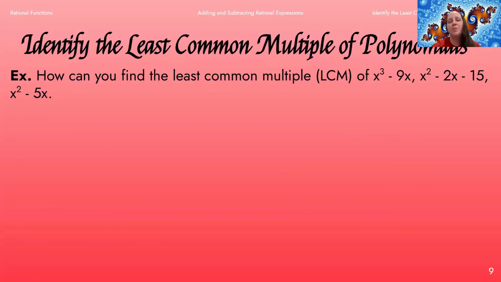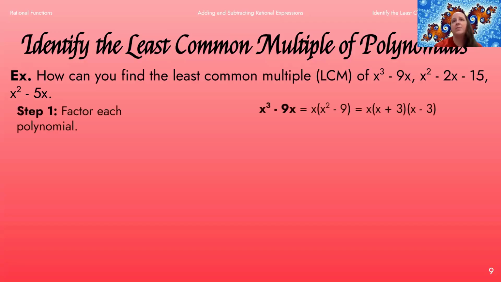How can you find the least common multiple, LCM, of x cubed minus 9x, x squared minus 2x minus 15, and x squared minus 5x? You do the exact same steps as in the previous example. X cubed minus 9x gives me x times x squared minus 9. X squared minus 9 is the difference of perfect squares, so that's x plus 3 times x minus 3. X squared minus 2x minus 15 is x plus 3 times x minus 5. And x squared minus 5x, I can take out an x, so I get x times x minus 5.